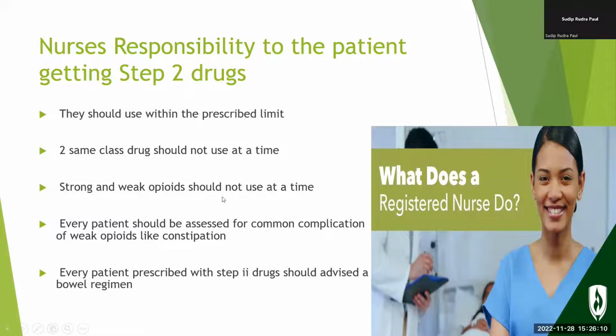Next, every patient should be assessed for common complications of weak opioids, like constipation. This is an opioid, morphine is also an opioid. One is a weak opioid, one is a strong opioid. But different studies have been published showing there is not much difference in the severity of constipation between weak and strong opioids. Approximately the severity of constipation is the same.